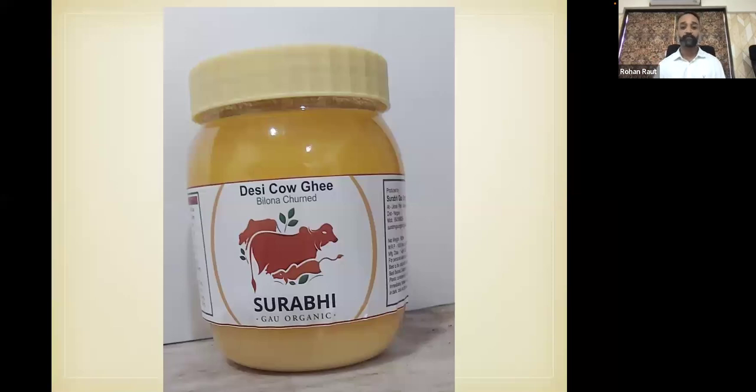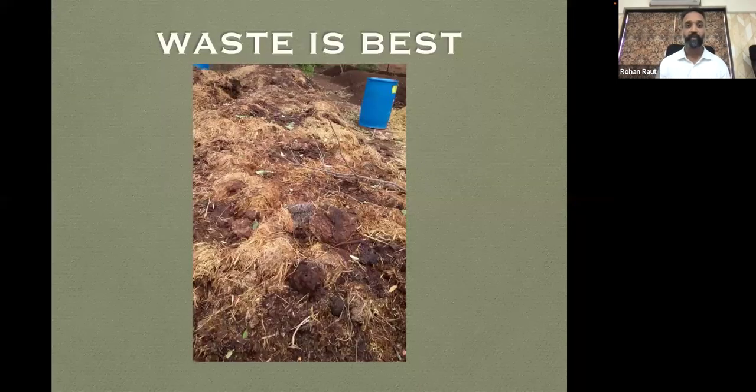This is my value addition number one: hand-churned desi cow Bilona ghee. This is what I sell. I have been selling since December 2016 in Bangalore, Hyderabad, Mumbai, and Pune. There are many retail customers. My major customers are Ayurvedic doctors, who use this ghee for medicinal purposes. So this is what we do with waste from the veterinary industry.